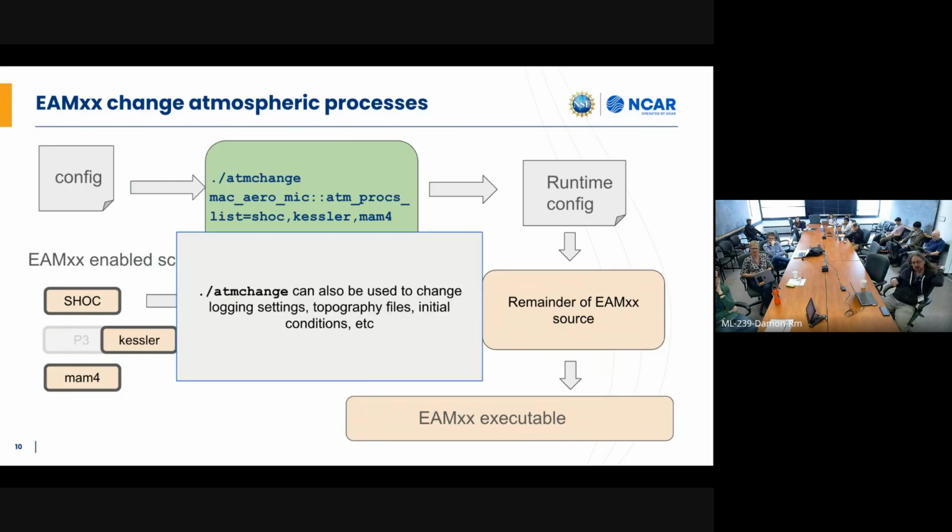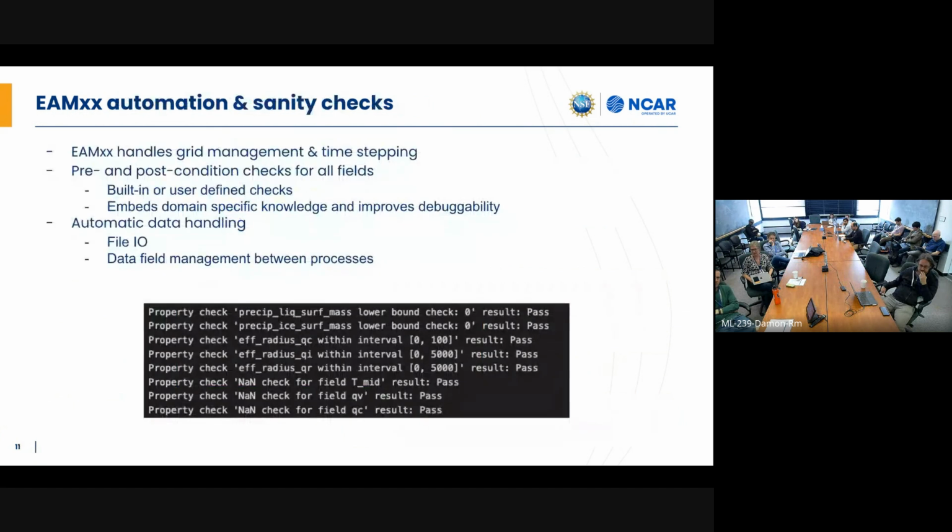And so we can also use this ATM change functionality to change logging settings just for the atmospheric processes. We can set and change topography files, initial conditions, etc., and sort of keep it isolated to the atmospheric model if we want. EAMxx also provides sort of some automation and sanity checking, which is really nice. And so it automatically handles grid management and time stepping for us. It also provides pre and post condition checks for all fields, or you can add your own.